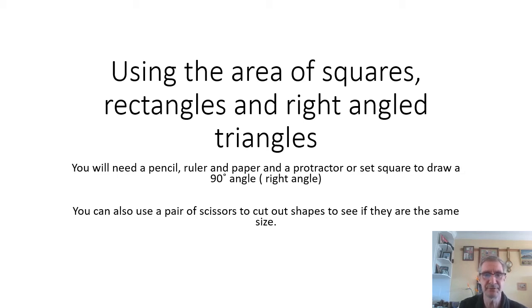I'd like you to see if you've got a pencil, a ruler, paper, a protractor to draw a 90-degree angle, or a set square, and you can also use a pair of scissors to cut out shapes. That's all we're going to be needing to do, and you can have a pocket calculator handy as well.